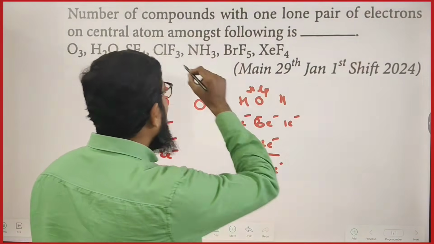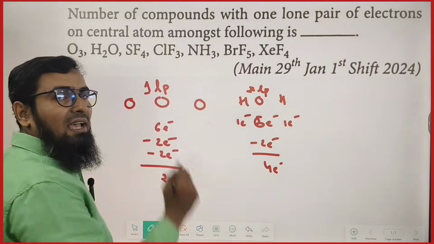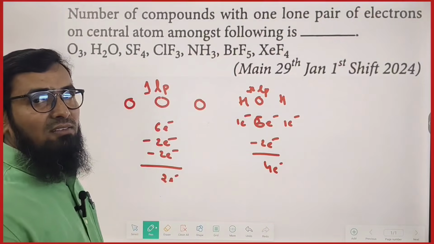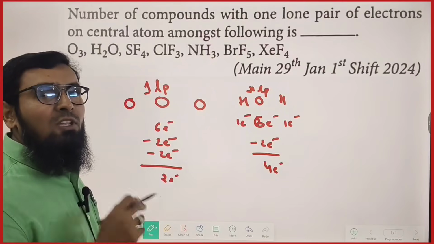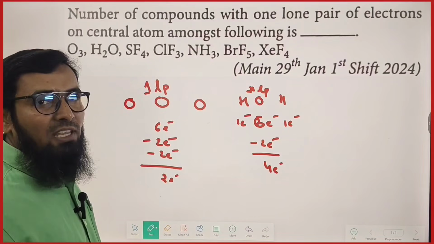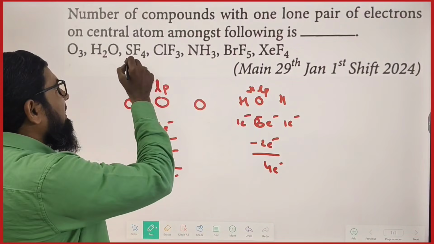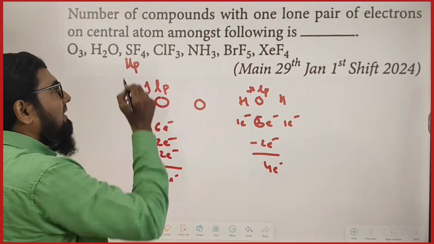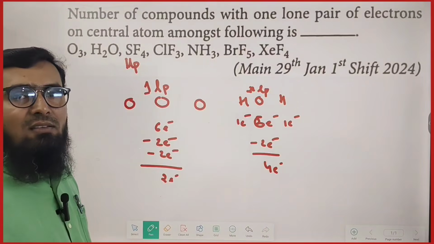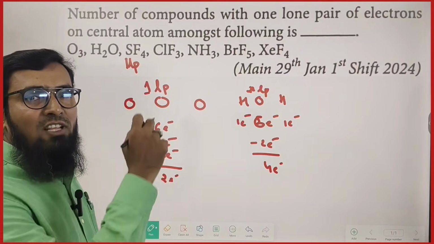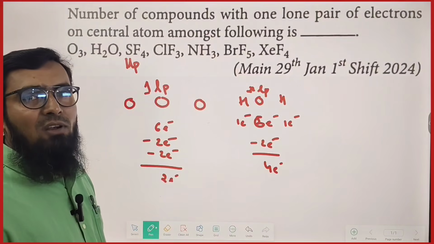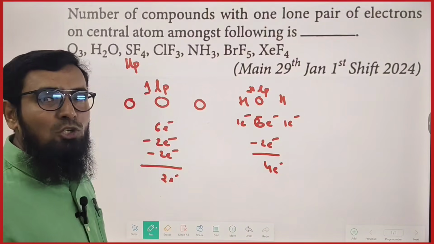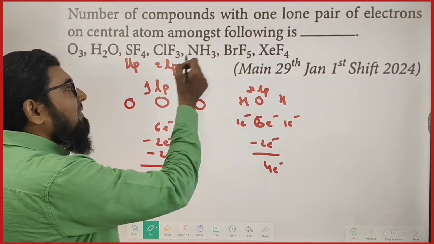SF4, sulfur is the central atom. Sulfur has 6 valence electrons. Fluorine is monovalent. So 6 minus 4, 2 electrons are left over. So how many lone pairs are present? One lone pair is present. ClF3, chlorine, 7 valence electrons are present. Fluorine is monovalent. So 7 minus 3, 4 electrons are remaining on the central atom. That converts into 2 lone pairs.